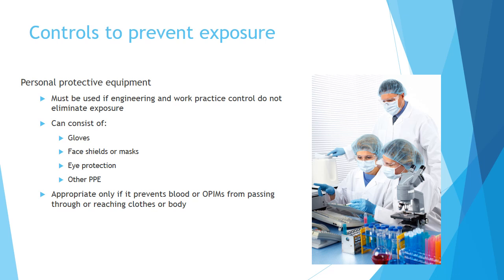Personal protective equipment must be used if engineering and work practices do not eliminate exposure, and these normally consist of gloves, face shields and/or masks, eye protection, and other appropriate PPE. It's appropriate only if it prevents blood or OPIMs from passing through or reaching clothes or the body.